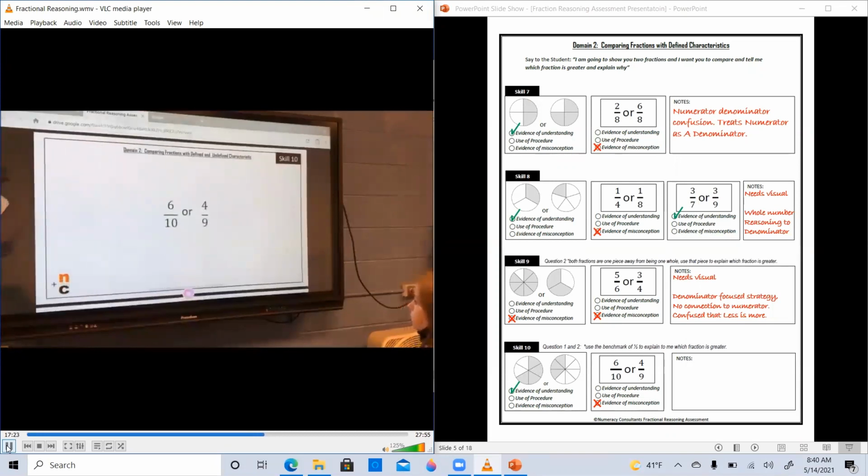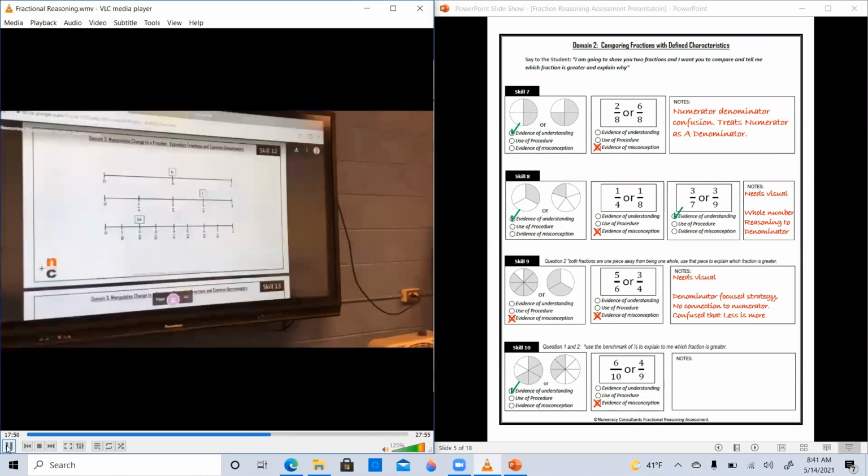So I want you to compare these two fractions, but I want you to use the benchmark of half to explain which one is greater. Okay. 4.5 would be half of 9. I wouldn't even have said that. I just would have said 4/9 is less than half and 6/10 is greater than half. And that's 4, so that is under a half. And 5/10 is a half, and 6/10 is over half. That was really excellent.